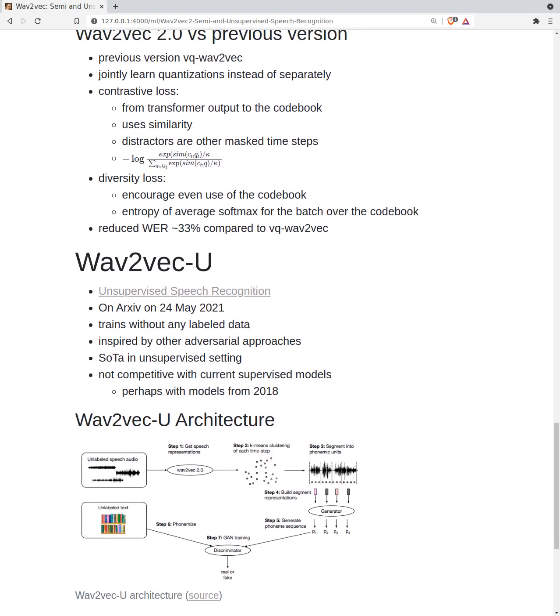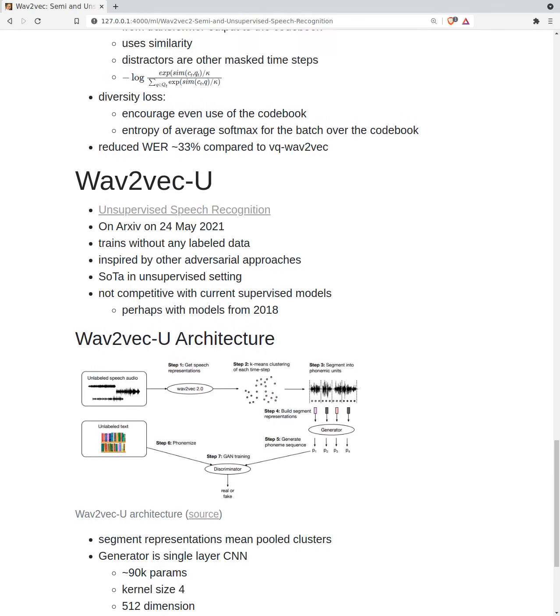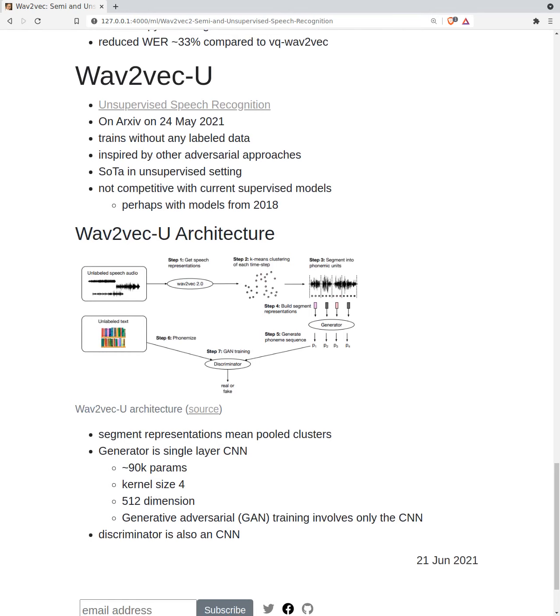And there's a question: why does it not collapse to a single vector? Well, there's a diversity loss, which encourages even use of the codebook. The entropy of the average softmax over the codebook for the batch is used as a part of the loss. And this paper does improve on the previous version. It has a word error rate about 33% better, lower.